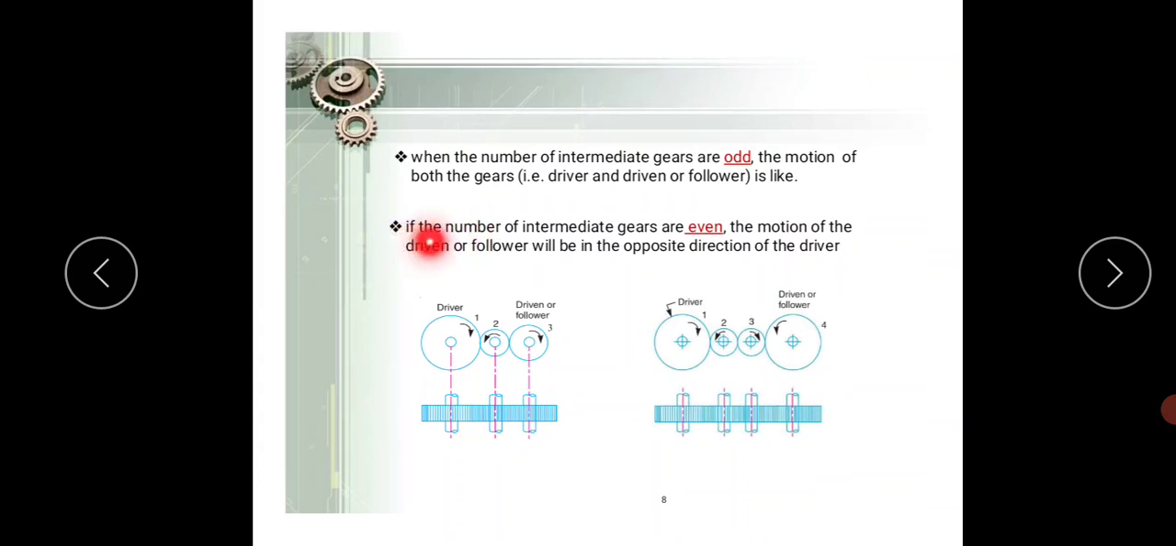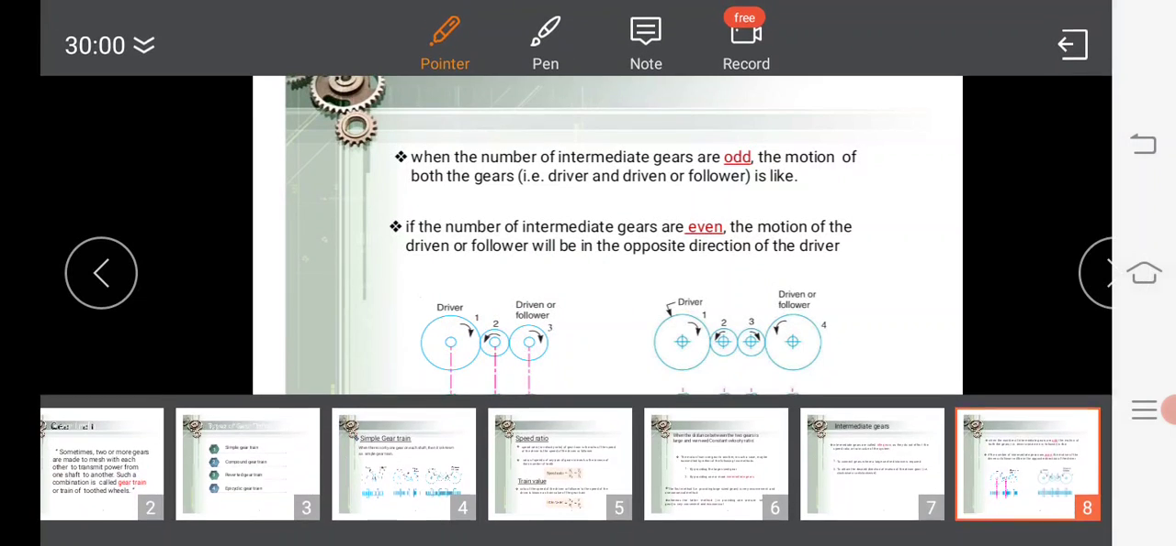Other than that, see here, this is the driver gear, it will be rotated in the clockwise direction. This is the intermediate gear. Okay, this is the driven gear. This will also rotate in the clockwise direction.